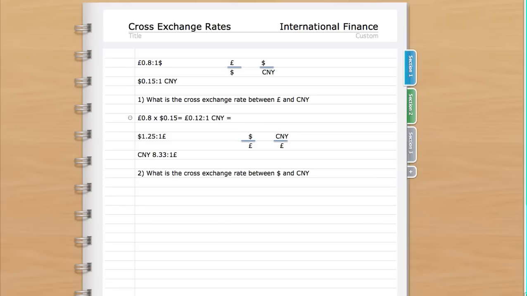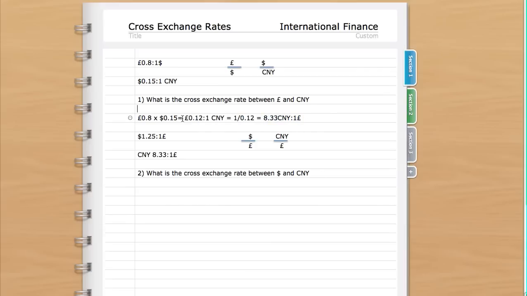Or in other words, if you want to express it differently, you just turn the currencies around, which looks like this. 1 divided by 0.12, which is the same as saying 8.33 yuan is worth 1 pound. So what we're saying now is 1 pound can buy 8.33 yuan, whereas before we were saying 1 yuan can buy 0.12 pounds. So this is the cross-exchange rate.